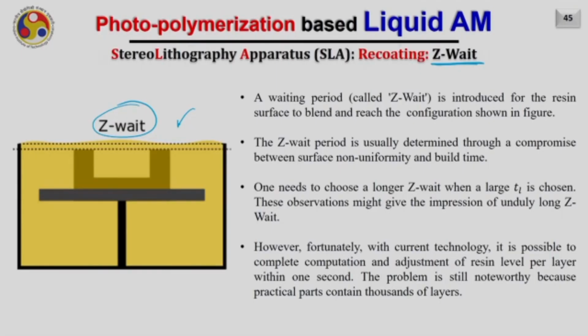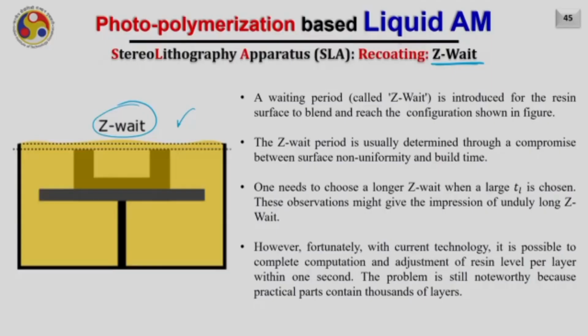So this Z wait is basically determined through a compromise between the surface non-uniformity and the build time. If you really want to build a part with a very high build rate, then this Z wait should be less. But in that case, you will compromise on the quality of the part you are producing. One needs to choose a longer Z wait when a larger layer thickness is chosen, because if the layer thickness is larger, of course the waviness will be more in that case. So these observations show you that the Z wait is going to be very large.